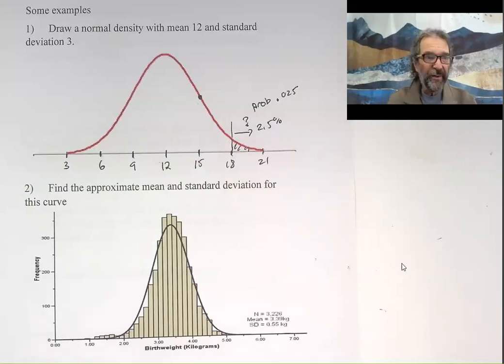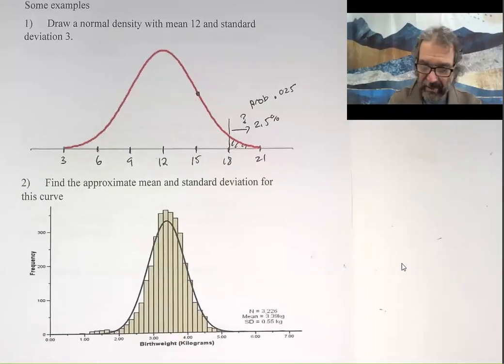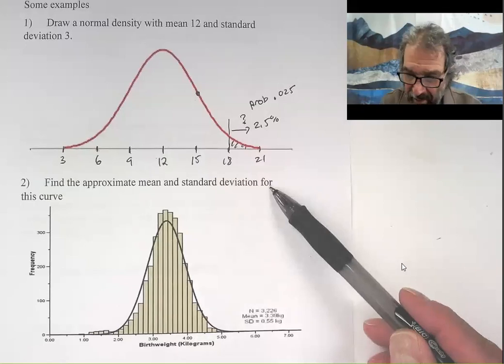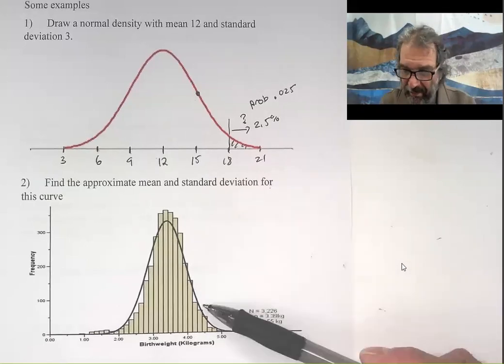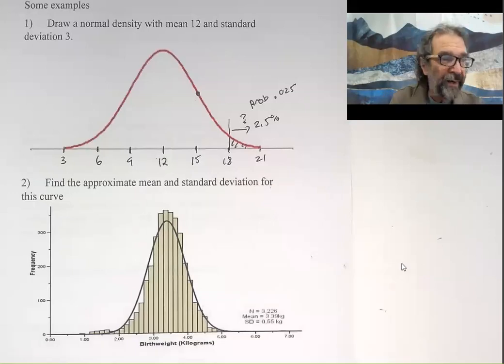So that's one thing you can do, is just quickly sketch something so you can answer some questions about how likely you think this is. Just a gut level answer. And here it says, find the approximate mean and standard deviation for this curve. So we've taken some data here and asked a computer to fit a normal curve to it. I don't think I would have fit it that way, but that's how the computer did it, and I'm not going to fight with the computer about it.